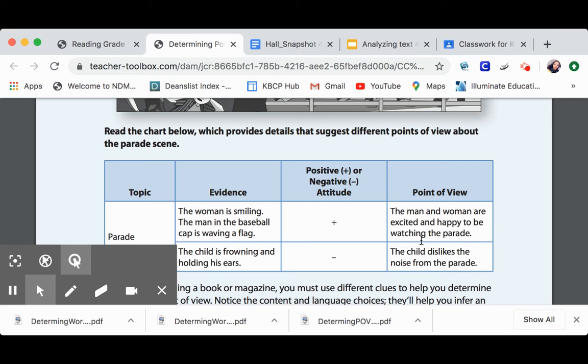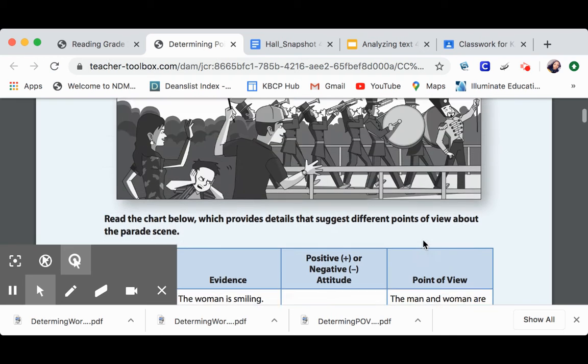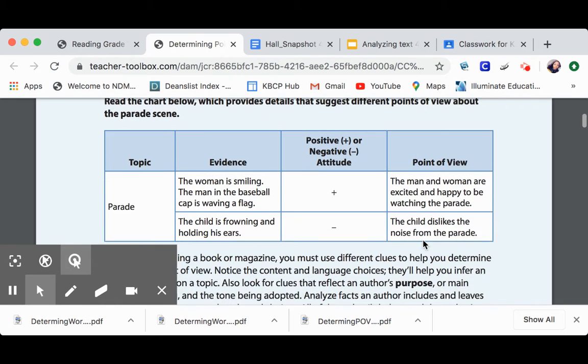I'm sorry, I mixed that up. So we already know that their attitudes are positive and negative, and then we already know what their point of view is, which is the man and woman are happy. The child is a little frustrated because maybe he's not feeling it. He doesn't like the noise, right?